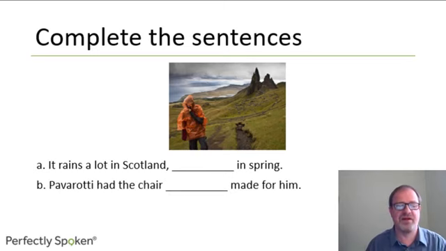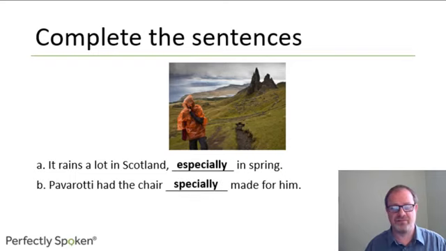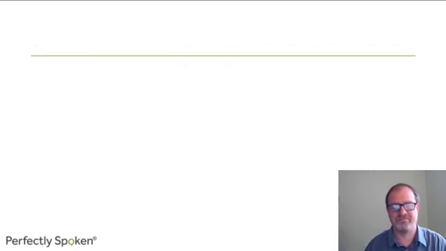And then the second sentence, Pavarotti had the chair, something made for him. I think that's actually true in terms of when he was alive in aeroplanes. If he had to travel on a plane, they had to have two seats, because he was a big man. So it rains a lot in Scotland, more than anything. Above all, in spring, we would like to say especially. And then Pavarotti had the chair specially made for him. It was a unique chair just made for him, specially made. Okay.